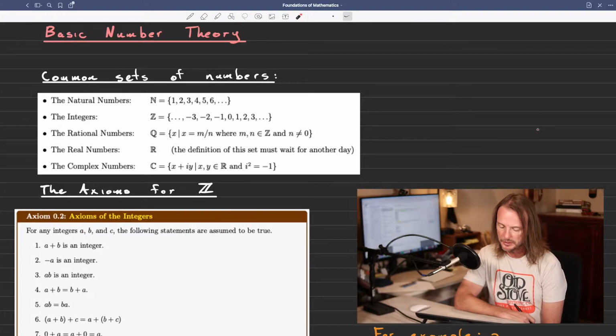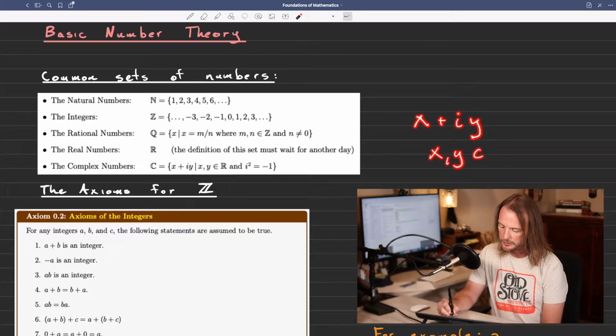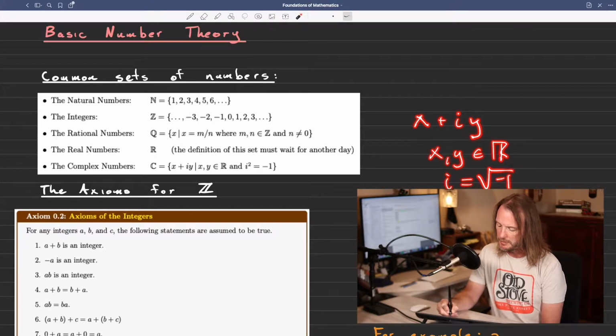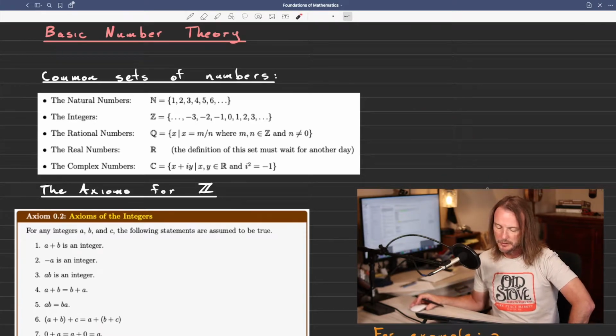And then the complex numbers are where you take a real number x plus i times a real number y. The x and the y here are real numbers, and i is the square root of -1, the imaginary unit. We won't work with the complex numbers a whole lot in this class, but every once in a while it'll come up as an example.